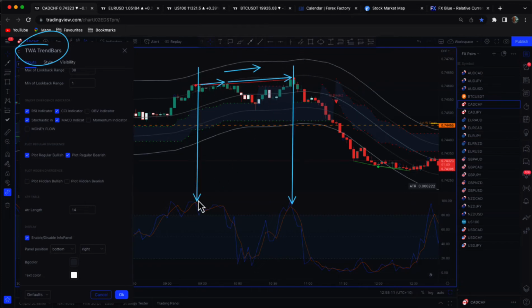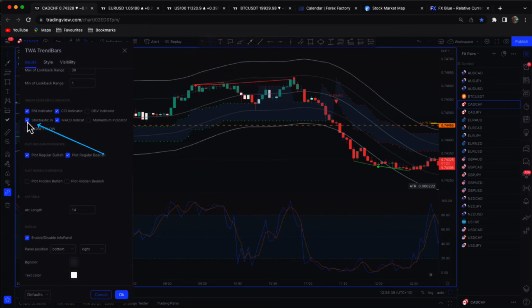If you have a look at the stochastic, the orange line here, it's trending down, trending down. So we have a divergence where the candles are trending up, but the momentum showing on the stochastic indicator is trending down. If I untick this, you see that takes it out. So this is the stochastic indicator.